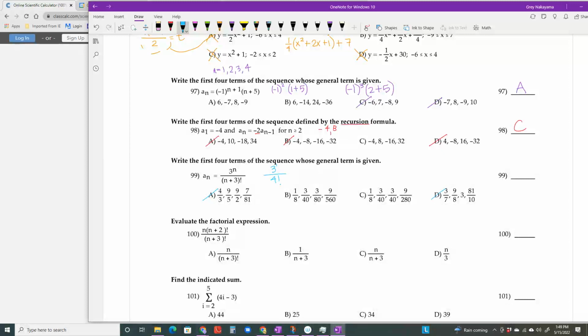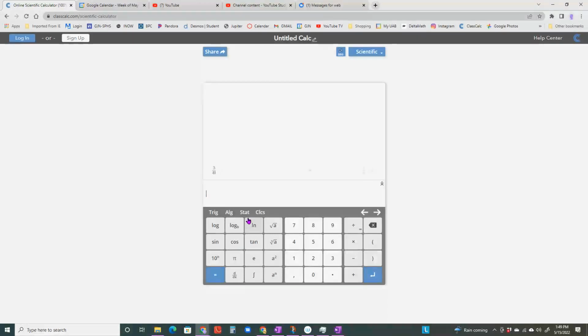Now, when you look at these two, notice that these two terms are the same. So I'm going to skip to the third term, which is going to be 3 to the third over 3 plus 3, which is 6 factorial. So that's the next one I'm going to do. Hit enter. I have a fraction, 3 raised to the third over 6 factorial. Again, it gave me a decimal. I'm going to change it to a fraction, and I get 3 over 80.